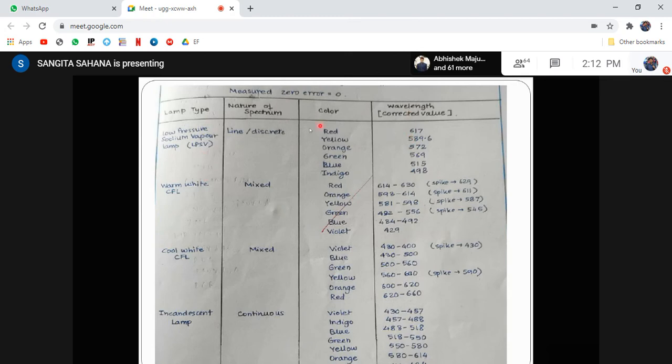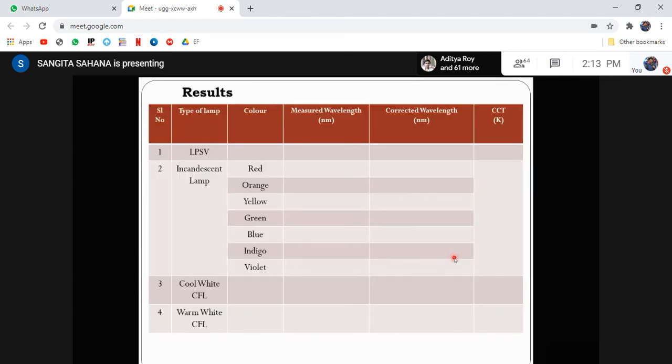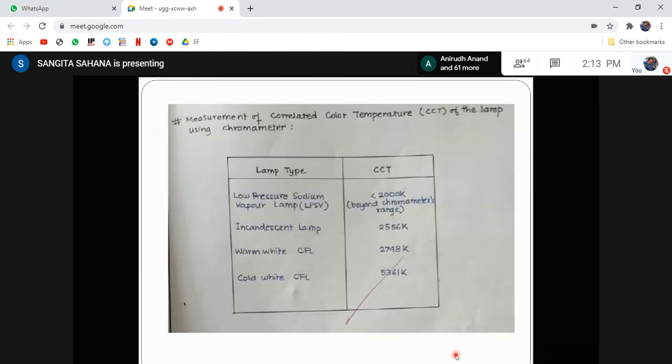Say for low pressure sodium vapor lamp, they got this at 589.6 nanometers, so there is no error of the instrument. Zero error is zero, so no need to write the another column for the corrected wavelength. So these values are for line spectrum. This is for mixed, the range and the spike or the single value, and the continuous spectrum. This is the measurement of CCT.